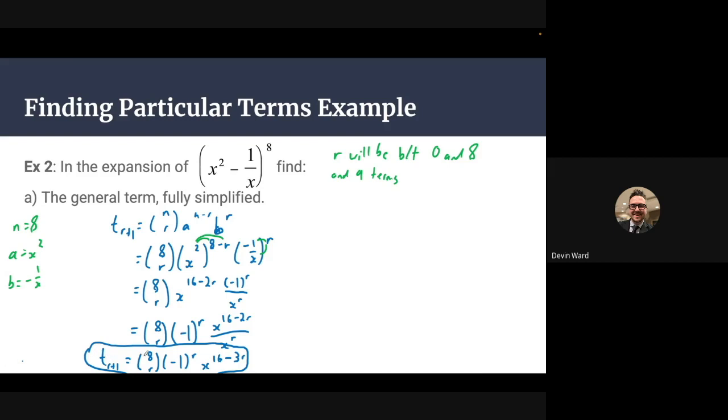T to the power r plus 1 equals 8 choosing r times negative 1 to the power of r. So that's just going to flip a sign on it each term, times x to the power of 16 minus 3r. Okay. So the general term will change for every binomial that we have. Every binomial has a different general term.